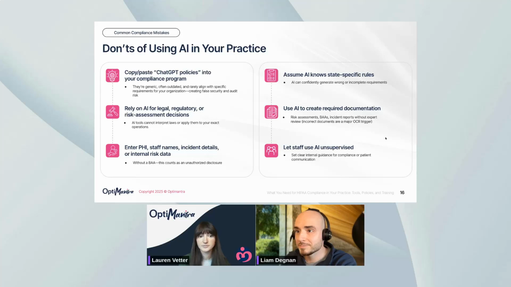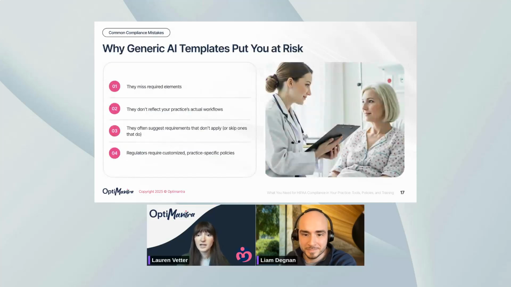Good stuff. Going back to that AI templates piece too, one of the biggest misconceptions that we've come across is that you could take your very generic AI template, drop your practice name into it, make some minor tweaks, and kind of just call it a day. But that approach really takes some significant risk upon your practice.